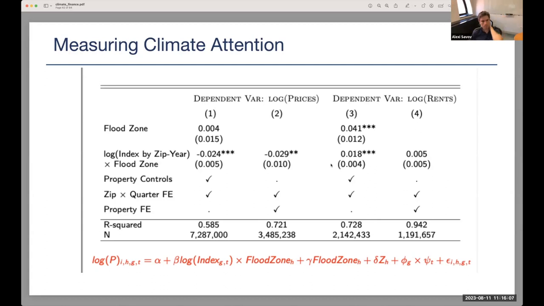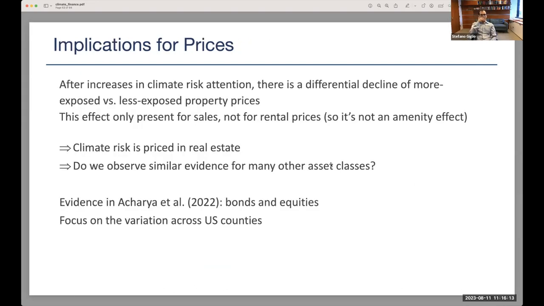Okay. Any more questions? Okay. So next, I'm going to talk about other asset classes.